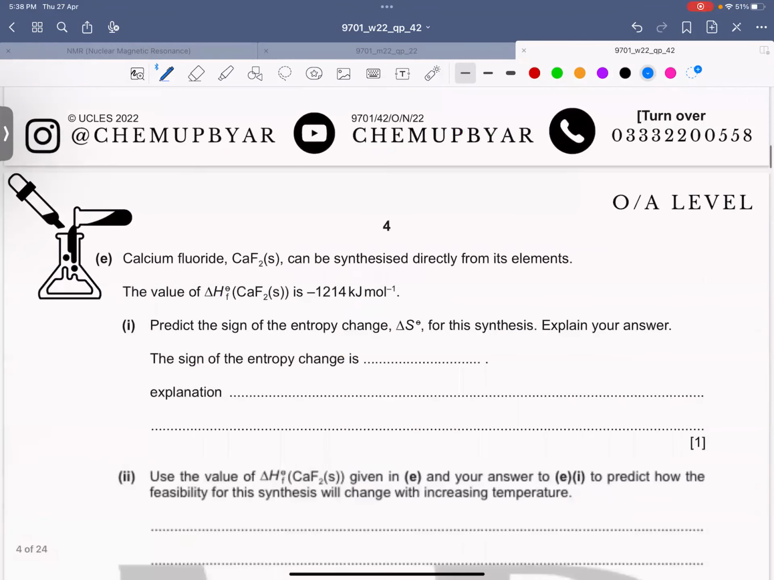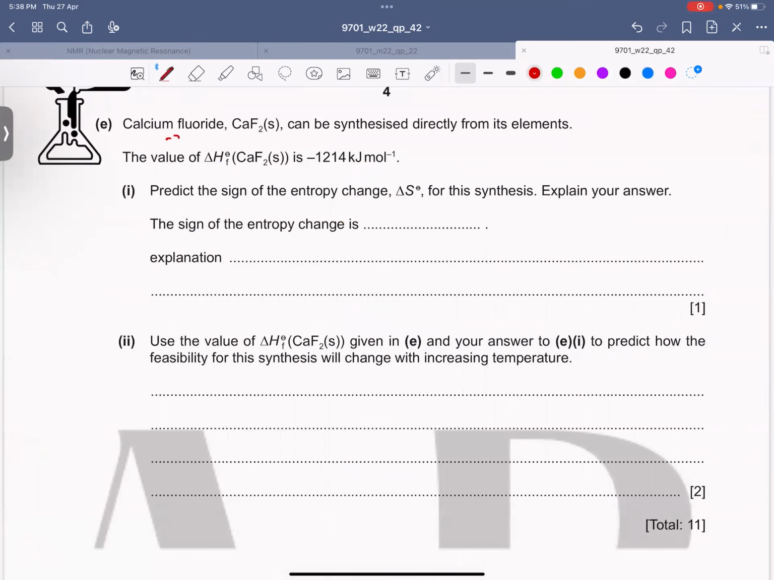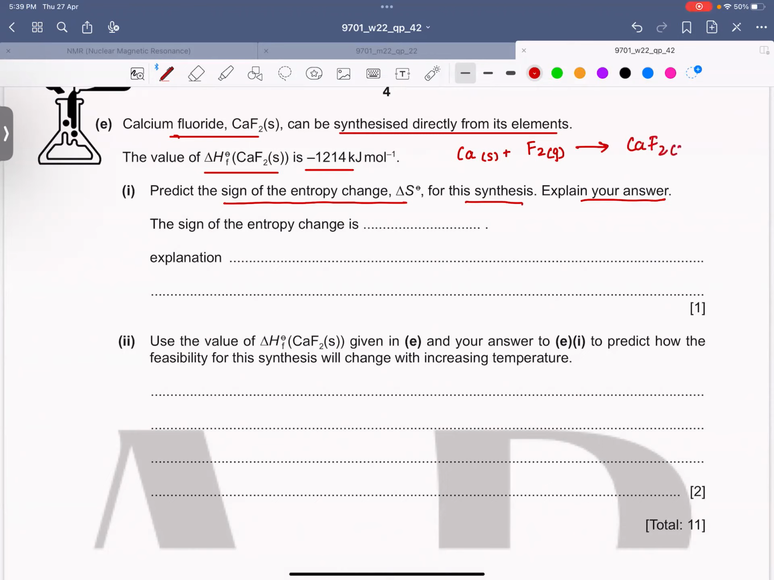Okay. Now, next part. Calcium fluoride can be synthesized directly from its elements. The value of the enthalpy change of formation of calcium fluoride is minus 1214. Predict the sign of the entropy change for this synthesis. Explain your answer. So they are talking about this reaction where there is solid calcium and fluorine, which we know exists as a gas at room temperature, forming calcium fluoride solid.